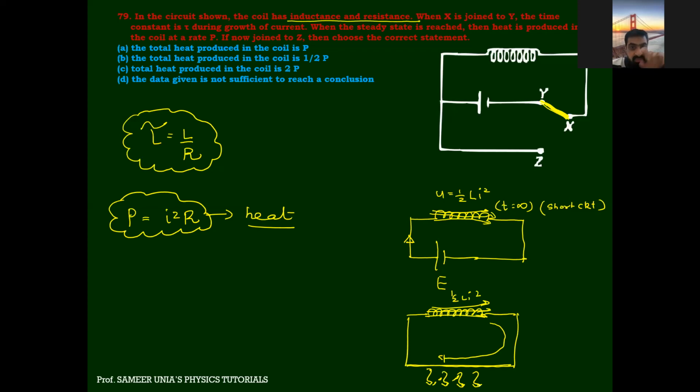Initially, what are you doing? You are filling up the inductor with energy. And how much is the energy stored in the inductor at time infinity? Half L I square. Then you remove the battery and you are making the connection this way.